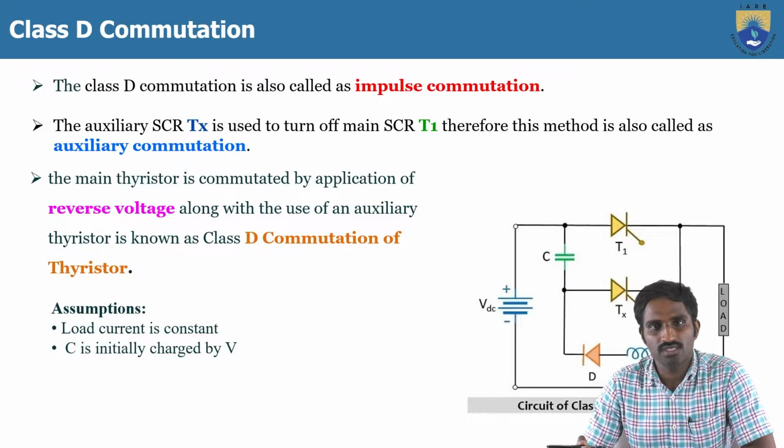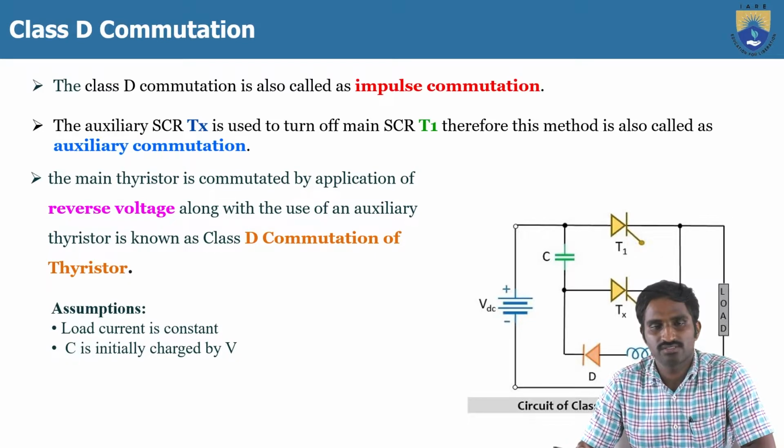The class D commutation technique is also called impulse commutation, and why it is called impulse commutation, we will get to know. Here again we are considering two thyristors: thyristor T1 and thyristor TX. The thyristor T1 is the main thyristor, and to turn off the main thyristor T1 we use the auxiliary thyristor TX. That's why this is also called auxiliary commutation, unlike the previous class C commutation technique.